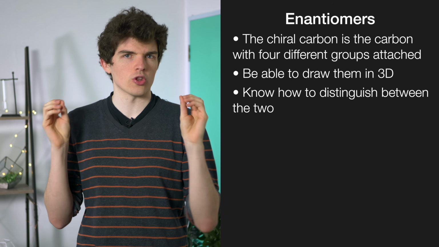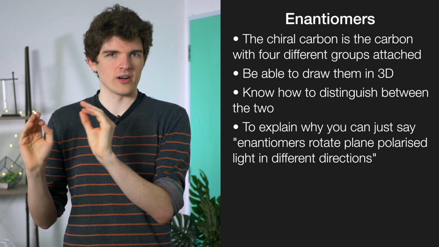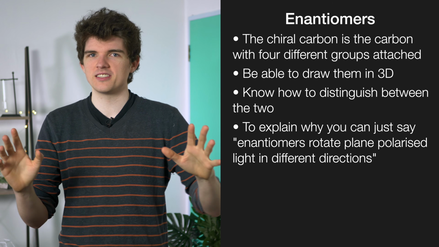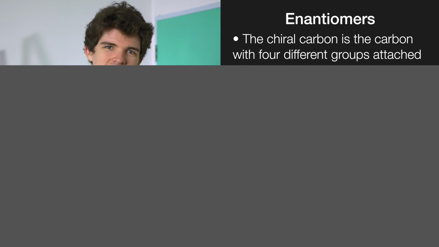Then the last thing you need to know is how you can tell enantiomers apart. And for this, you can just throw out this sentence: enantiomers rotate plane polarized light in different directions. You don't need to understand what's going on, you don't need to understand what that is. You can just write that and you will get the marks.